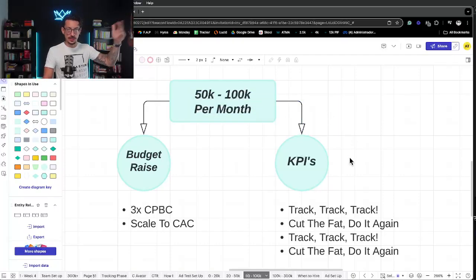Once you have a consistent lead flow, once you're confident that you can book them and close them, and then you have somebody onboarding them and pretty much offboarding them, getting the results, you have all the ingredients to start scaling to 100K per month.